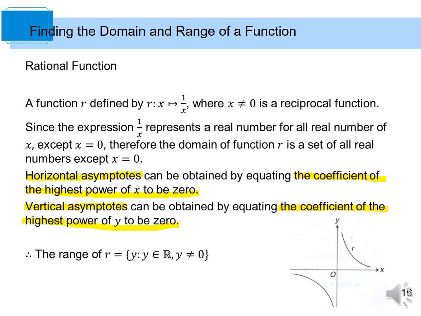And for the range of this rational function, you can refer to this graph. You can sketch this graph by the method that you have learned in the first section. You construct a table and you plot. This is how the graph looks like, and this is the range: y is not equal to 0.